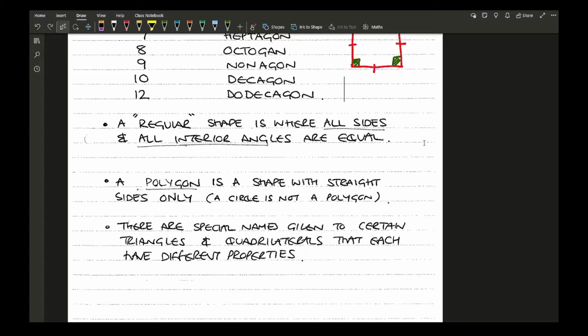Now there are special names given to certain triangles and quadrilaterals that each have different properties, and you need to be able to define and differentiate what each of those shapes are based on their properties.